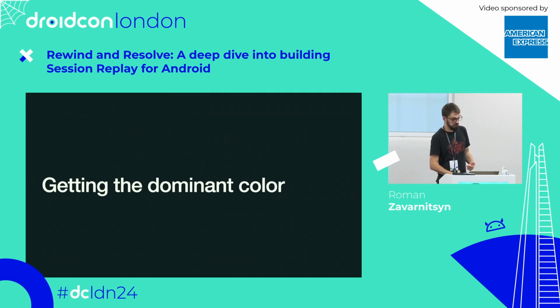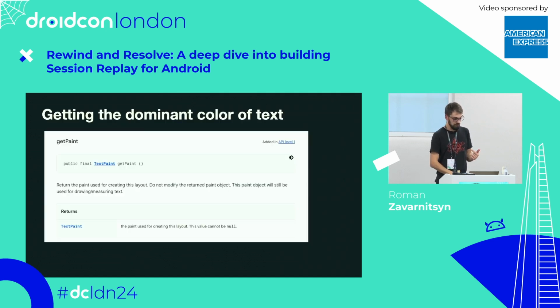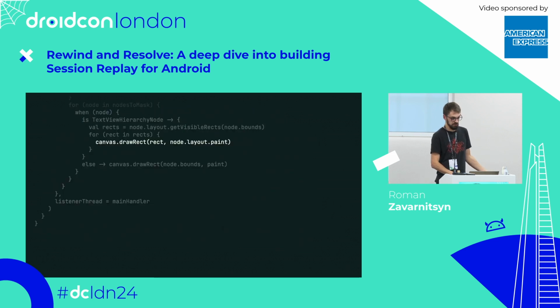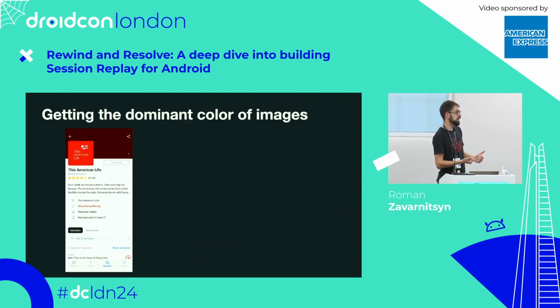The next thing we want to do is get the dominant color. Getting the dominant color of the text is pretty easy because layout exposes the text paint, and this paint contains the color which was used to draw the text on screen. So we just use that one for our drawRect method. Pretty simple. However, for images, there is no such method. You cannot just ask for the dominant color of the image.